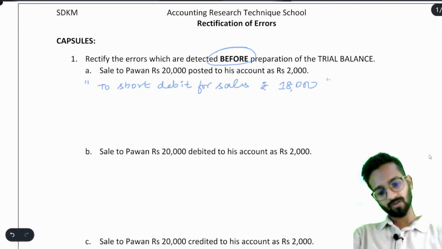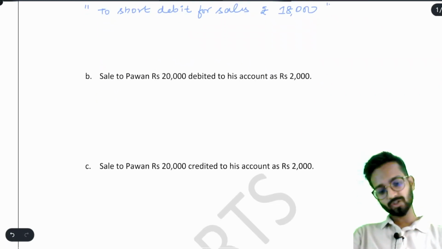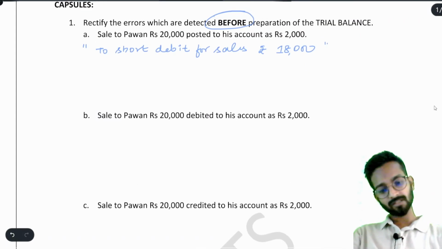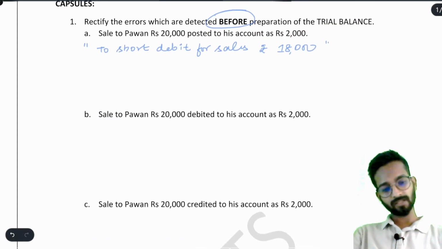That's it. Now moving further, sales to Pawan rupees 20,000 debited to his account as rupees 2,000. Now what does this mean? This is exactly the same only. Then sir, why do we have a different category for this?